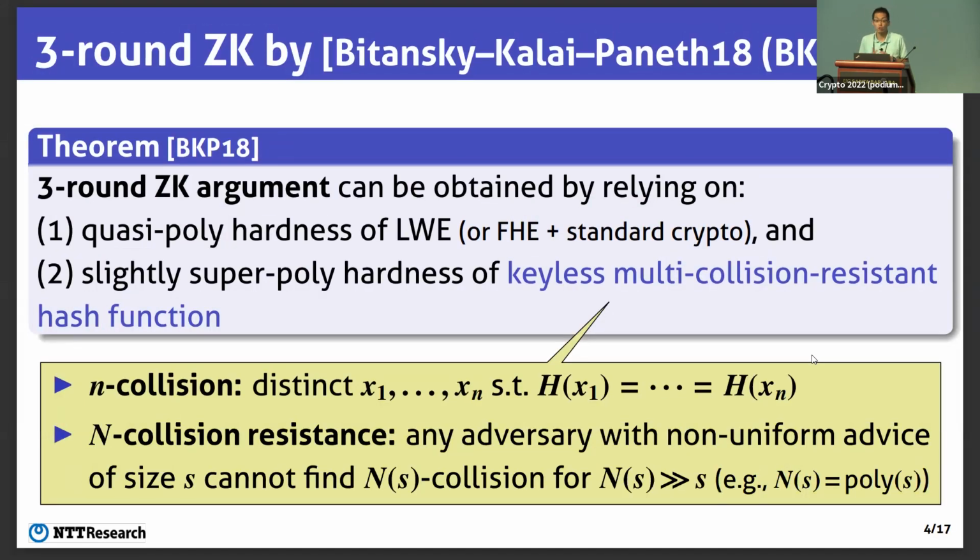In particular, n-collision resistance says that any adversary with non-uniform advice of size S cannot find an n-collision for n that is much larger than S. So basically, this definition says that even if a non-uniform adversary has some multi-collision as non-uniform input, it still cannot find any additional multi-collision of much larger size. More simply, a small multi-collision is useless for finding a bigger multi-collision. And for this result of Bitansky et al., it suffices that n-collision resistance holds for some n that is a polynomial in the size S of the adversary.